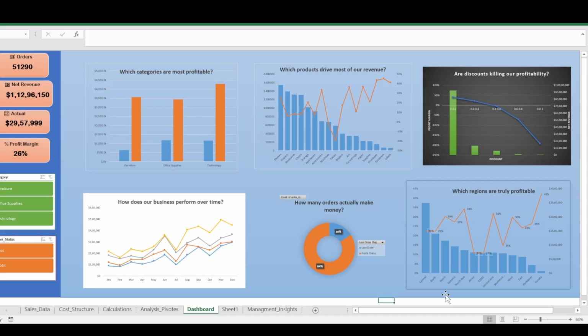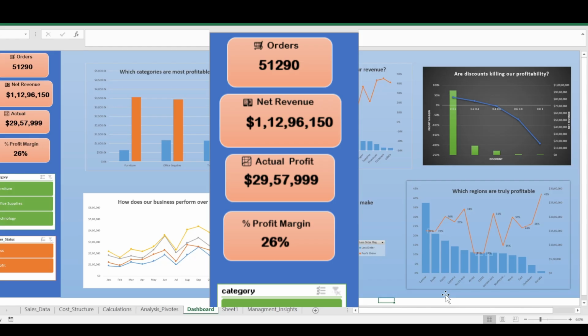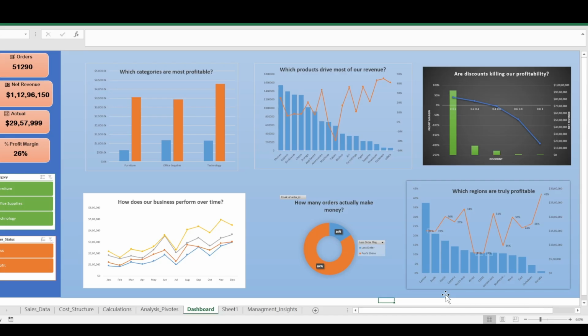At the top of the dashboard, we can see the key business metrics. The business has processed over 51,290 orders that generated a net revenue of 1 crore 12 lakh 96,000 plus, and it earned an actual profit of 29 lakh 57,000 plus, which results in a profit margin of 26%. So let's walk through our key visuals.